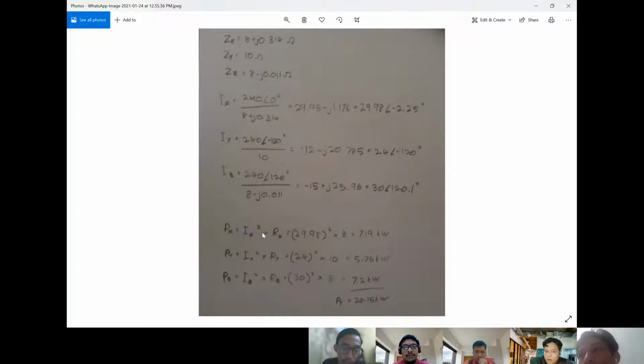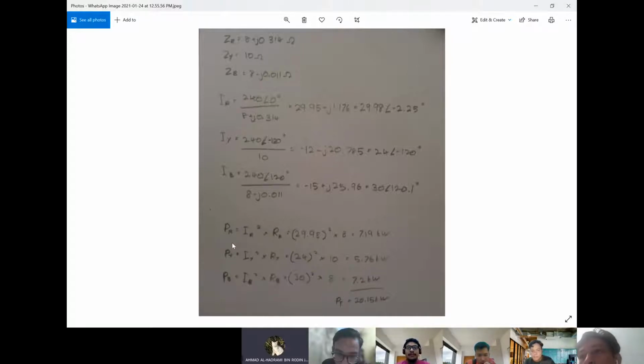So PR, the formula is IR squared times RR. So we got IR 29.98 squared times 8. So we got 7.19 kilowatt. This one is to calculate the power of R.